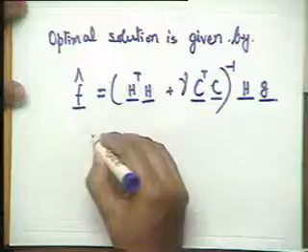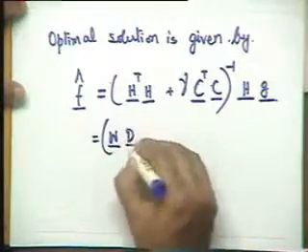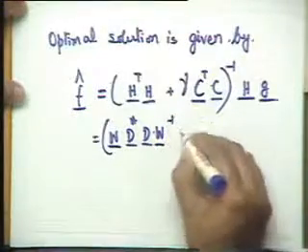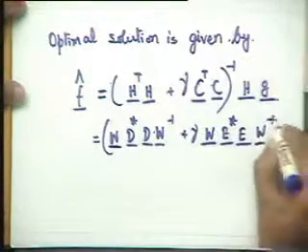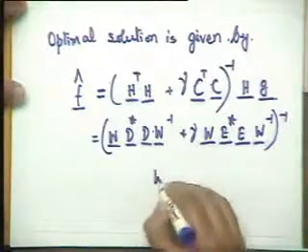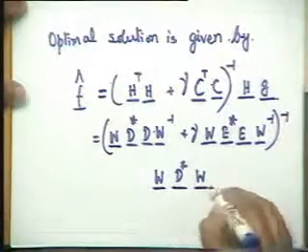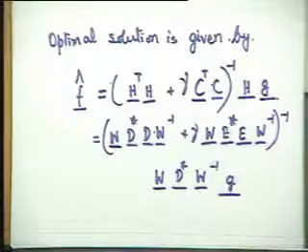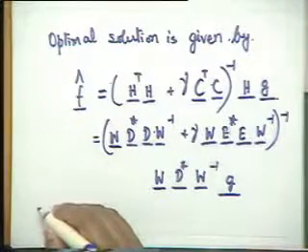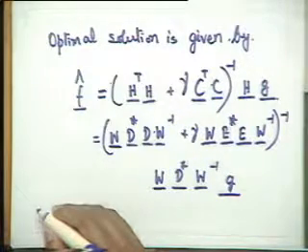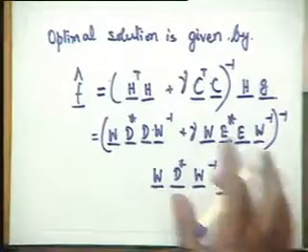And now again we can write the H matrix and C matrix in their respective diagonalized forms, and they become (W D star D W inverse plus gamma W E star E W inverse), this entire thing inverse, multiplied by W D star W inverse G. This is what we will get if we simply substitute the relations: H is equal to W D W inverse and C is equal to W E W inverse. So we will be directly getting this.